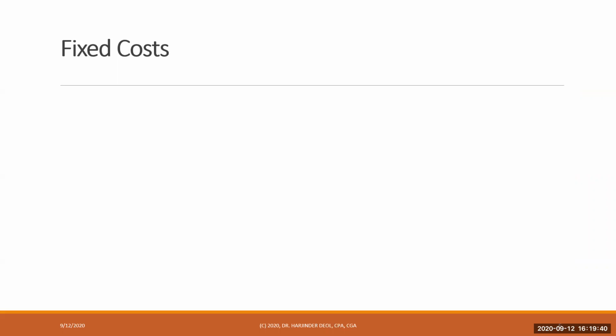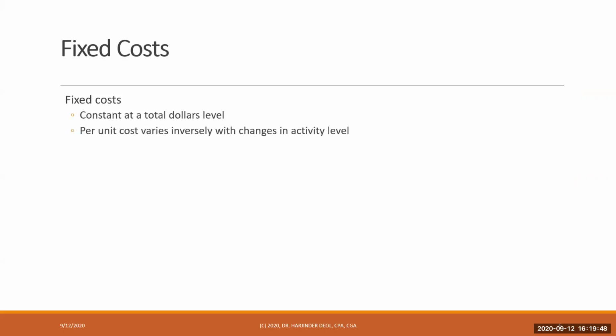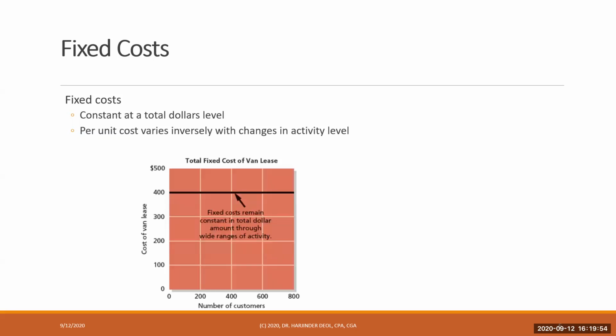Fixed costs, in comparison, are constant in a total dollar level, but on a per unit level, they vary inversely with changes in activity level. So what does that mean? If you notice here, it's an example of the cost of leasing a van. If the company's leased a van to serve customers, the lease cost of the van remains constant, regardless of how many customers are served.